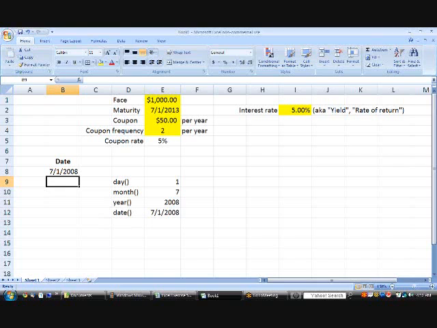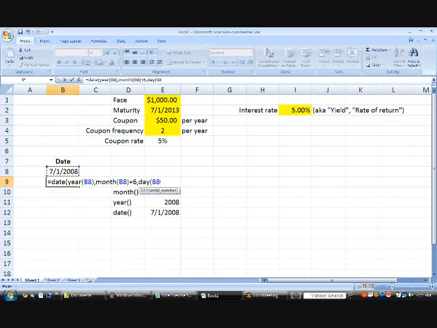And the way we're going to use these functions is to add 6 months to the prior date to create a list of dates which are 6 months apart. So we're going to type date, and then this date is going to be in the same year, and the month is going to be 6 months after the prior date. So we're going to write month of B8 plus 6. And then the day is going to be the first of the month again, so it's the same day. So basically what it does is it adds 6 months to the prior date. It takes July 1st, 2008, adds 6 months, and you get January 1st, 2009.